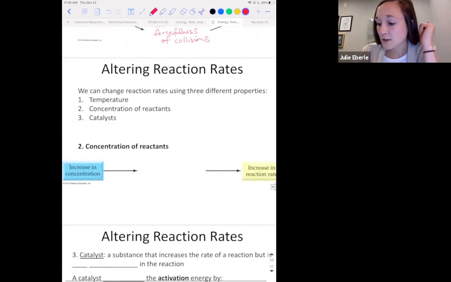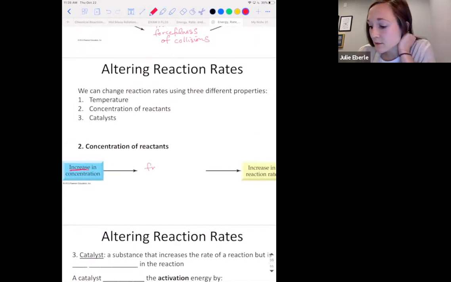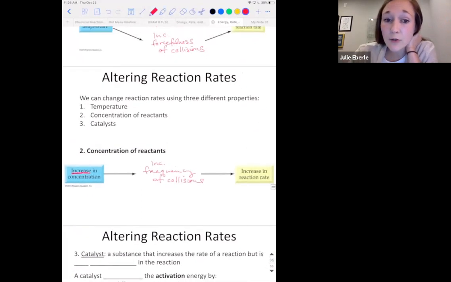Another way is changing concentration. If we increase the concentration of our reactants, we will increase the frequency of collisions between our molecules. And if we increase the frequency, we increase the chance of molecules colliding with just the right orientation so that the reaction will happen. And the more we do that, the faster the reaction will be, or the rate of the reaction. Okay, so if you increase the concentration of reactants, you increase the rate. But if you decrease the concentration, the number of reactant molecules, you also can decrease the rate.